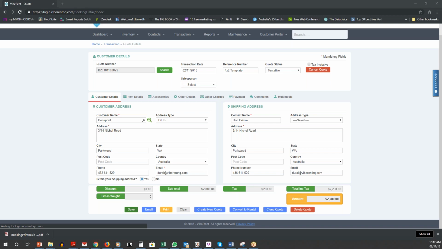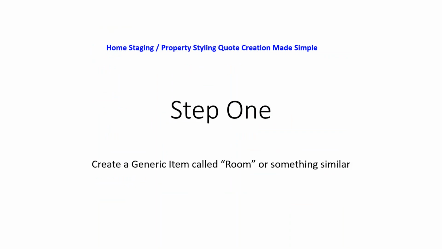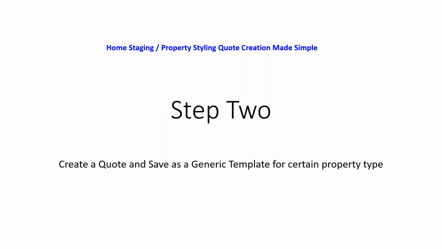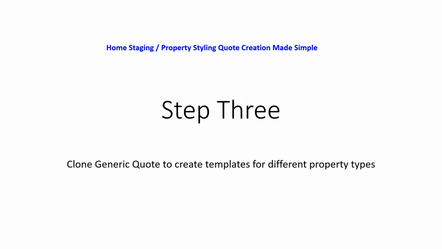So let's recap. Step 1, create a generic item called room or something similar. Step 2, create a quote and save it as a generic template for a certain property type, for example, a 4-bedroom, 2-bathroom type. Then step 3, clone the generic quote to create templates for different property types, for example, clone a 4-bedroom, 2-bathroom template to a 3-bedroom, 1-bathroom template, or an inner-city apartment template, or a townhouse template, and things like that.